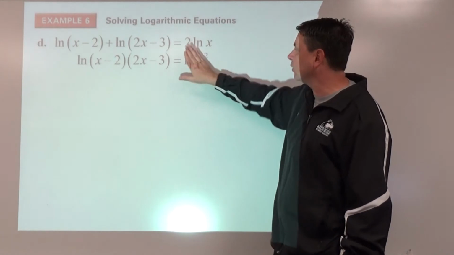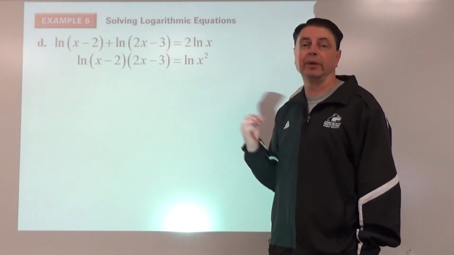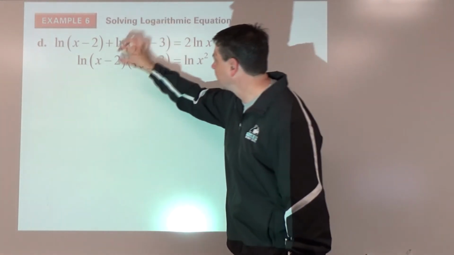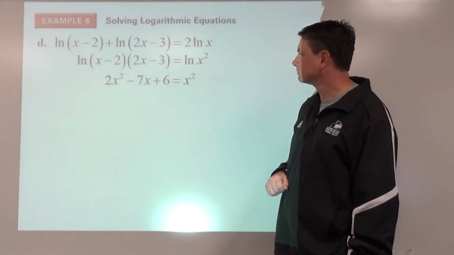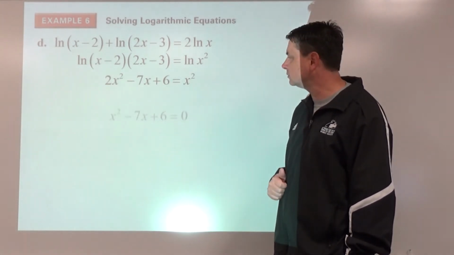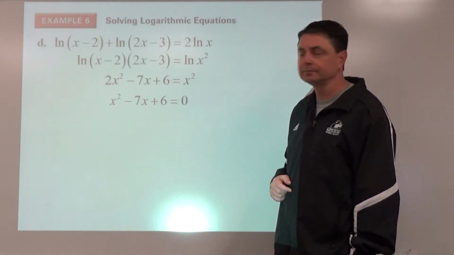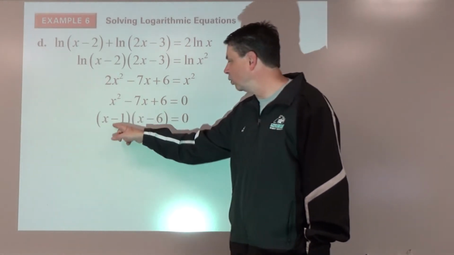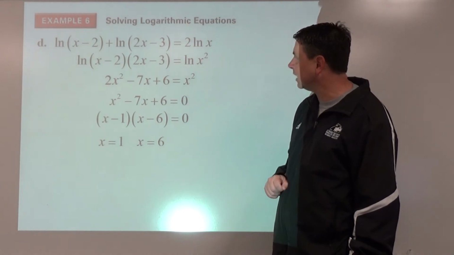If we only had one log, we would need to rewrite by moving the base. But we have log equals log, so that's just the 1-to-1 property. This product equals x squared. It's quadratic, let's get it equal to 0. It's going to factor. We get potential solutions of 1 and 6. All right, let's check them out.